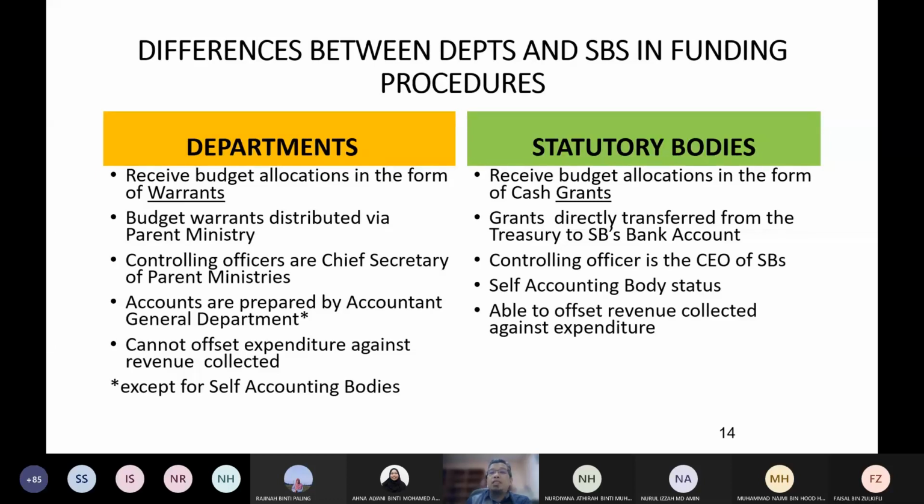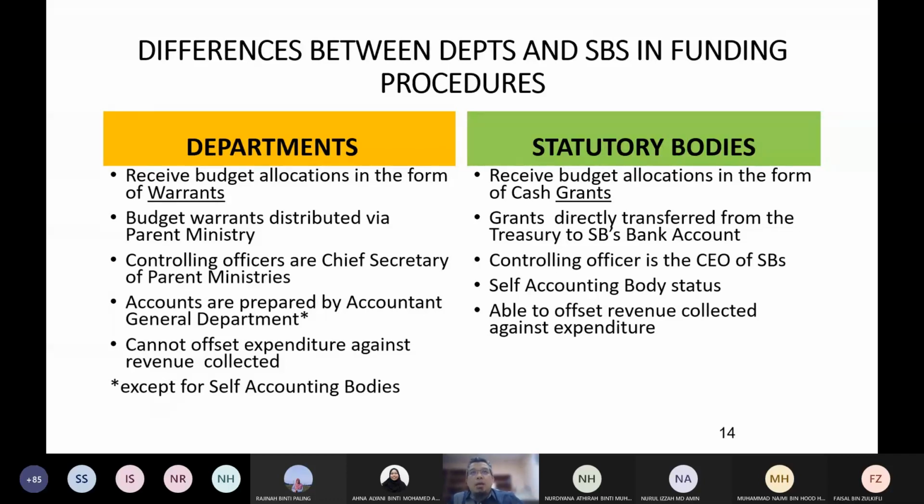Whereas statutory bodies receive budget allocation in the form of cash grants. Grants are directly transferred from the Treasury to the statutory bodies' bank accounts. The controlling officer is the CEO of the statutory body. They also hold self-accounting body status. Self-accounting body means here that they prepare their own accounts and are able to offset revenue collected against expenditures. Okay, these are the structures.